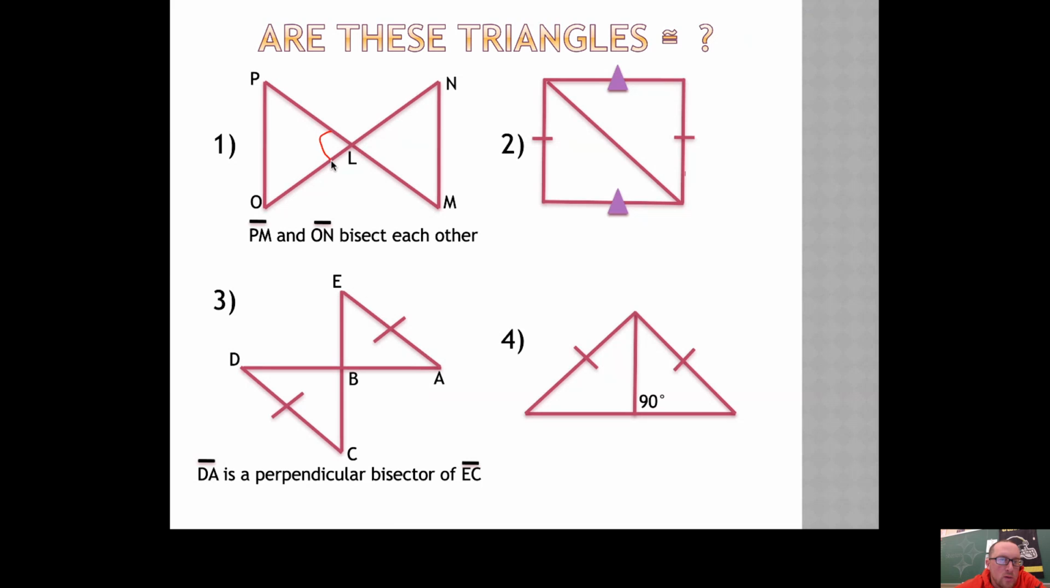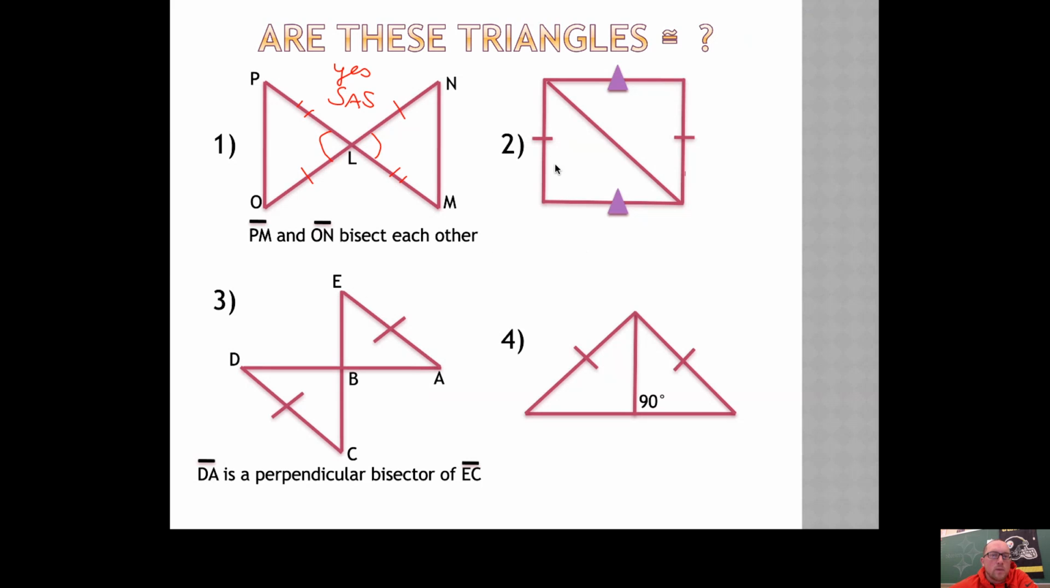Well, we know that we have vertical angles right here. So even though these aren't marked congruent, you know that they are congruent. Also, segment PM and segment ON bisect each other. So if you look at that arrangement of parts, you can tell that these two triangles are congruent by side, angle, side. Yes, they're congruent by side, angle, side.